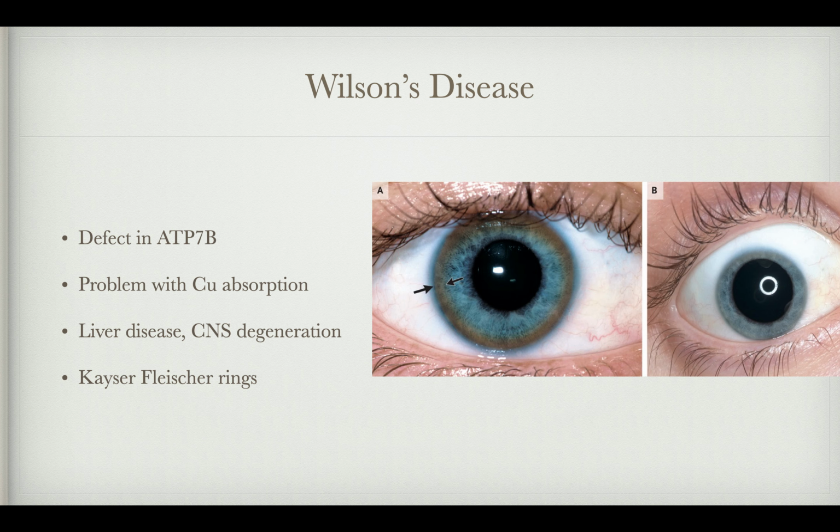So Wilson's disease is also a copper disorder, but this time it is a problem with copper excretion. It's a defect in ATP7B, and it will eventually cause liver disease and CNS degeneration. It is defined by the Kaiser-Fleischer rings. Look here. So you can see this quite well just like in a normal physical examination, but to really confirm it, you should use a slit lamp to see into the eye.